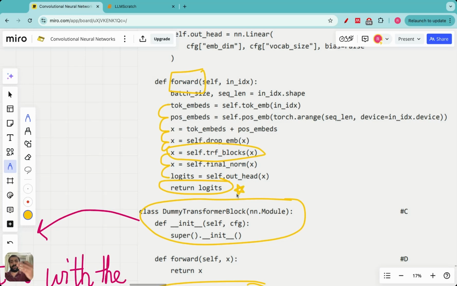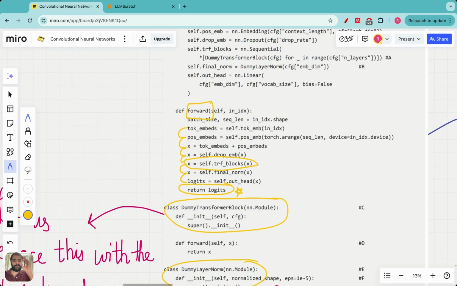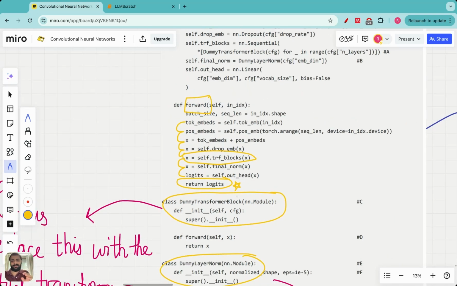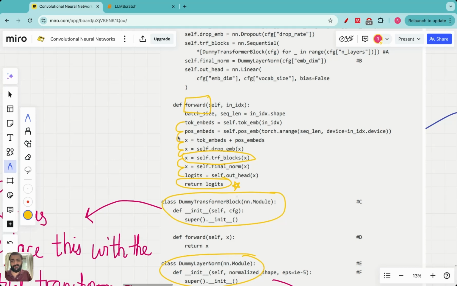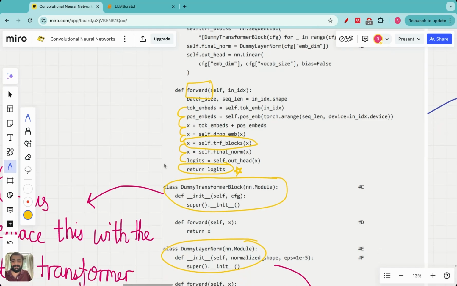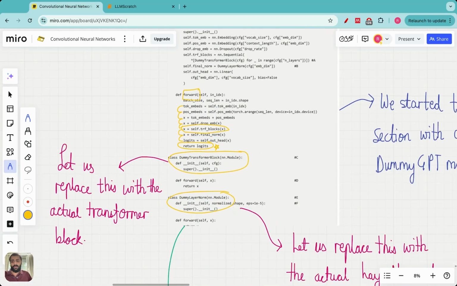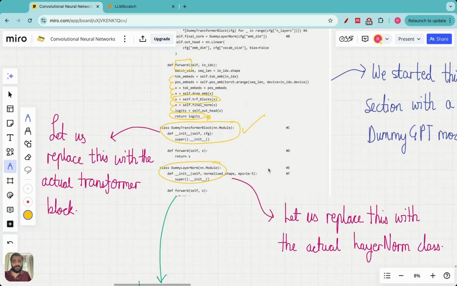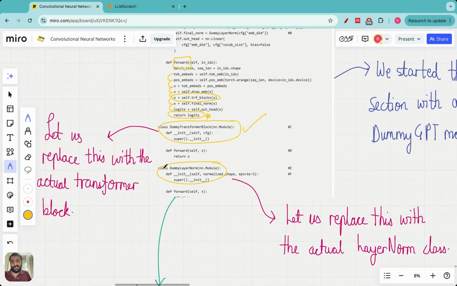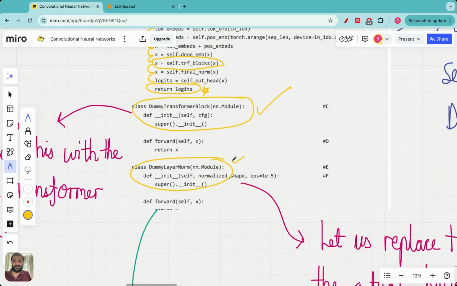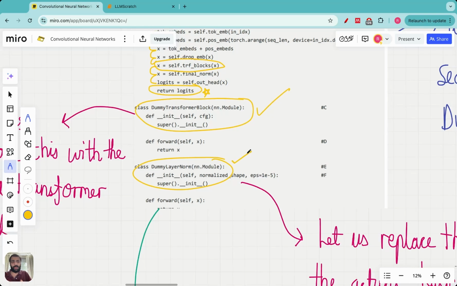Don't worry about understanding all of this right now. I'm going to sequentially take you through each of these steps and explain exactly what happens in each of these code lines. Okay, so since we coded this transformer block last time, we can replace this with the actual transformer code. We have also coded this layer normalization block in one of the previous lectures. So we'll replace this with the layer normalization code.